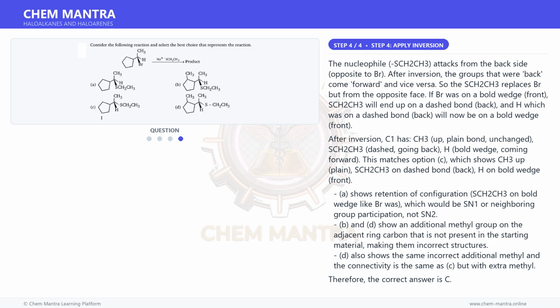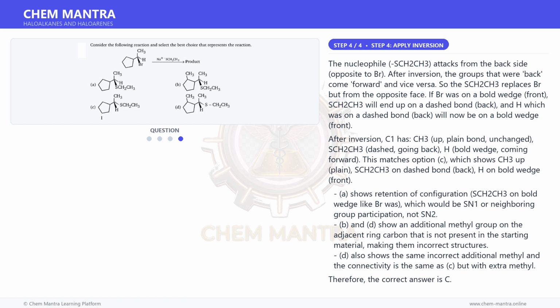And for the final step, the nucleophile -SCH2CH3 attacks from the back side, opposite to Br. After inversion, the groups that were back come forward and vice versa. So the SCH2CH3 replaces Br but from the opposite face. If Br was on a bold wedge, front, SCH2CH3 will end up on a dashed bond, back, and H, which was on a dashed bond, back, will now be on a bold wedge, front.